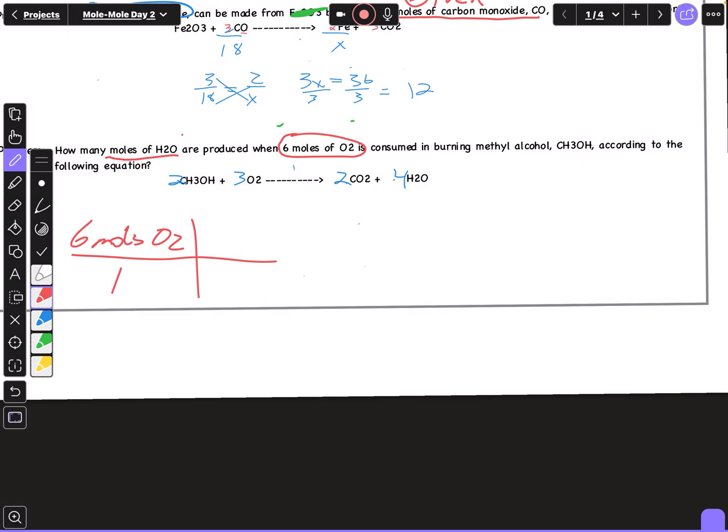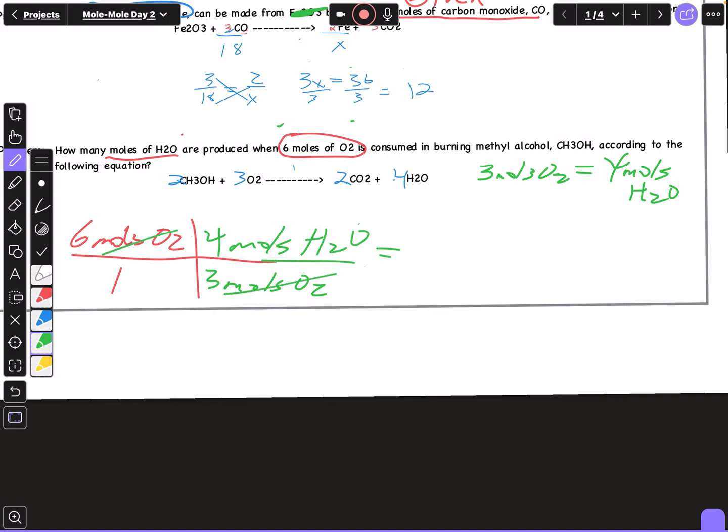Put that over 1. And then I got to use a conversion factor from moles of O2 to moles of H2O. Well, my balanced equation says that every time 3 moles of O2 react, then I get 4 moles of H2O. That's my conversion factor. I'm going to multiply by that. So I need the 3 moles of O2 on bottom. I need the 4 moles of H2O on top.